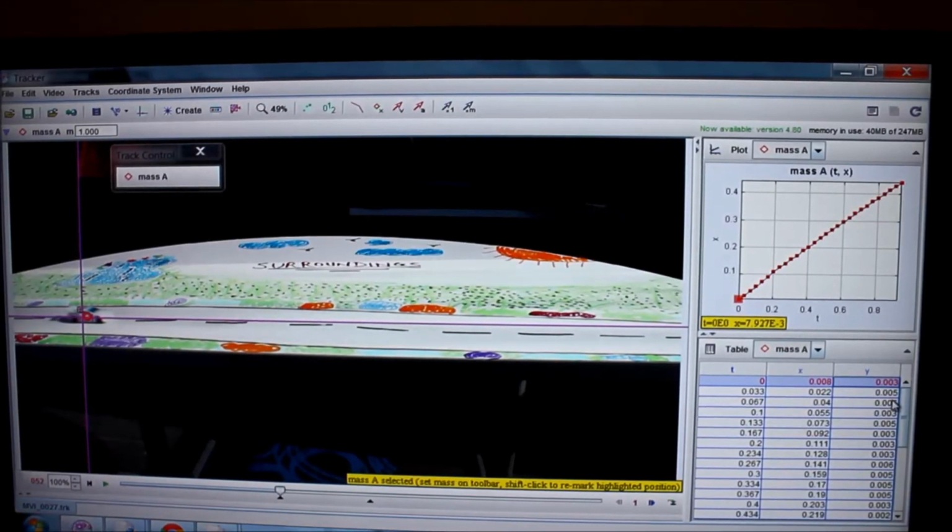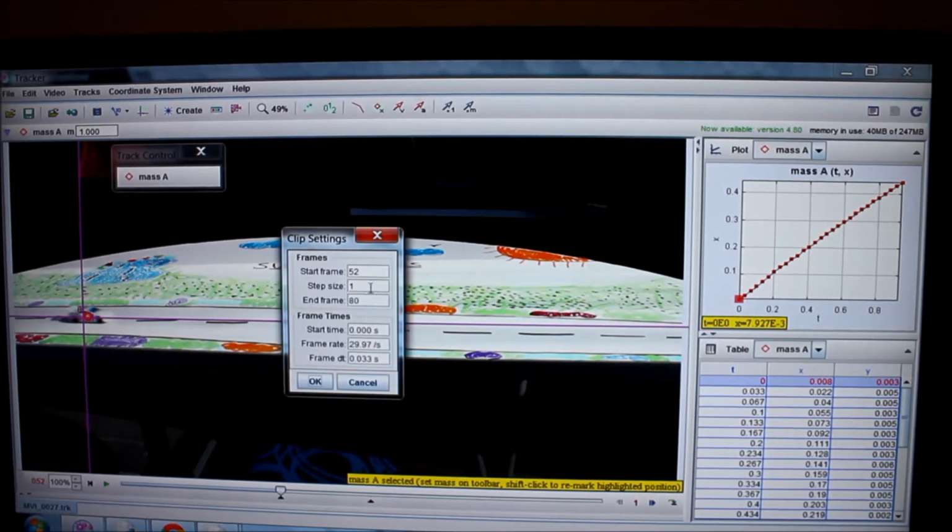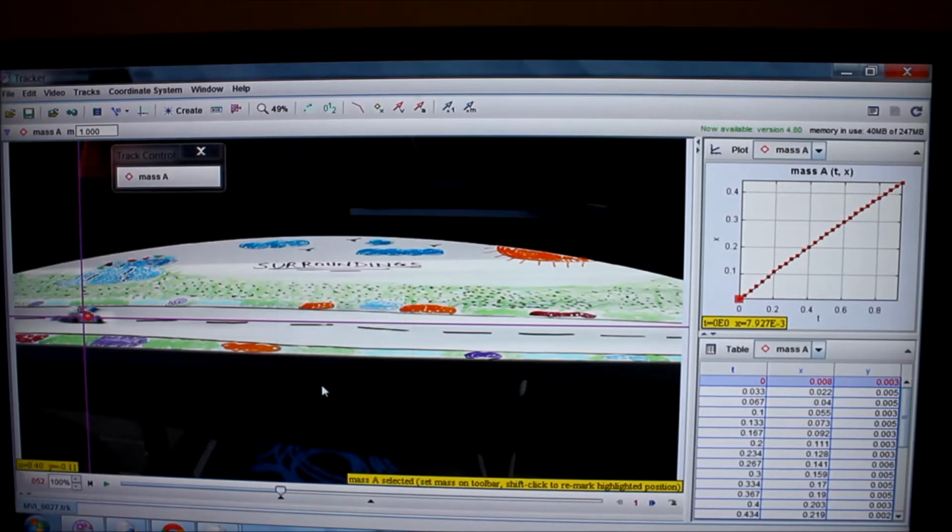Hey guys, so now let's look at our tracker program. First I selected my frames to be 52 to 80 as the car is already in motion and it cuts out the acceleration. With my car being the point of mass, I chose the car to move in the positive x direction on the x-axis, with the y being the vertical axis and the x being the horizontal axis.